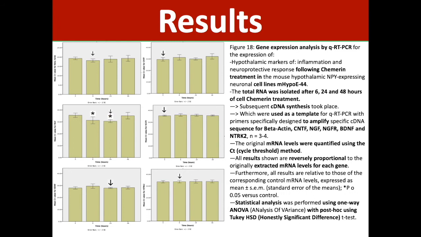The original mRNA levels were quantified using the CT cycle threshold method. All results shown are inversely proportional to the originally extracted mRNA levels for each gene. Furthermore, all results are relative to those of the corresponding control mRNA levels, expressed as mean plus minus SEM, standard error of the means, *P<0.05 versus control. Statistical analysis was performed using one-way ANOVA analysis of variance with post-hoc using Tukey HSD, honestly significant difference t-test.